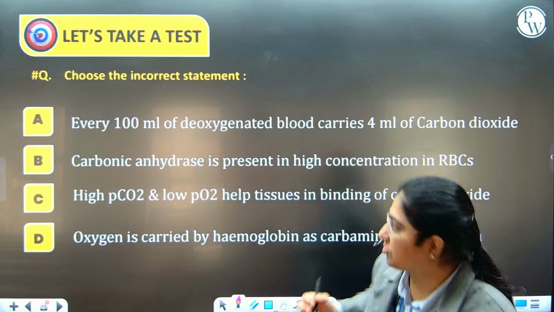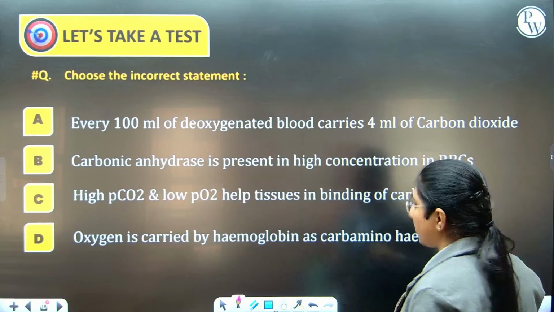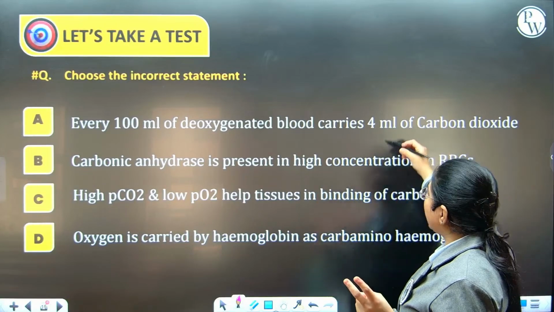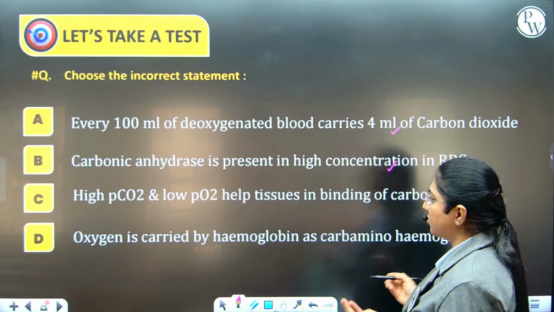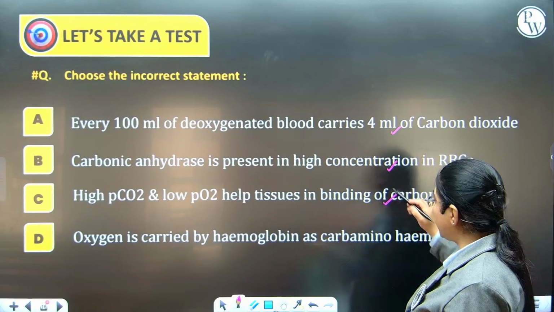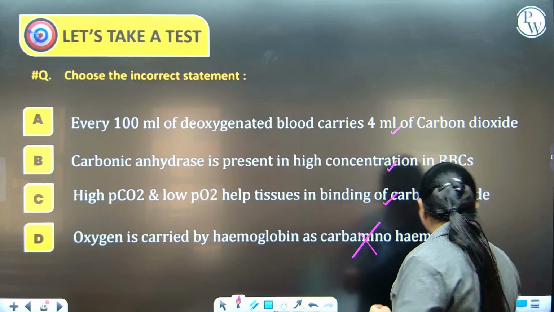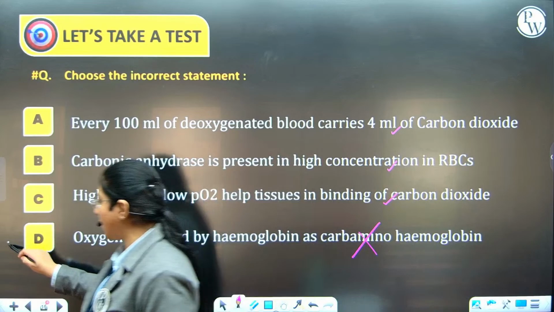So here we have to choose an incorrect statement. Every 100 ml of deoxygenated blood carries 4 ml of carbon dioxide. Yes. Carbonic anhydrase present in high concentration in RBCs. Again correct. High PCO2 and low PO2 helps in binding of carbon dioxide. Again yes. Oxygen is carried as carbaminohemoglobin. No, this is the false statement and this is our answer.